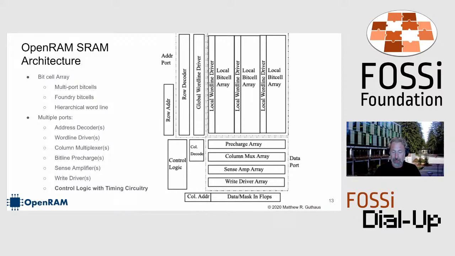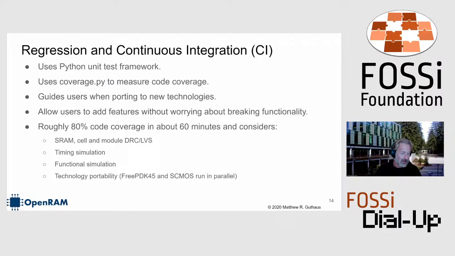Now, the other thing that OpenRAM ships with, and this is something that's important, is that it has significant regression and continuous integration. It uses the Python unit test framework and does code coverage and so on. The intent is that we want to be able to guide people in porting to new technologies. So we have unit testing that builds from the lower level unit tests up to the entire SRAMs and characterization of SRAMs. Roughly 80% code coverage runs in about 60 minutes.